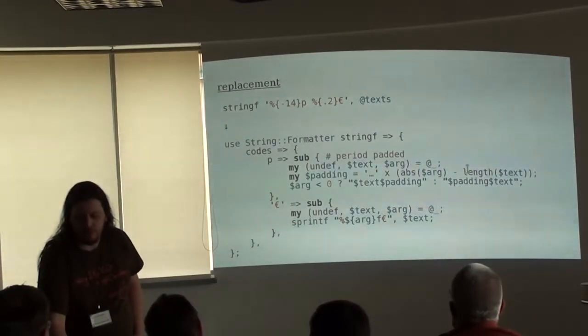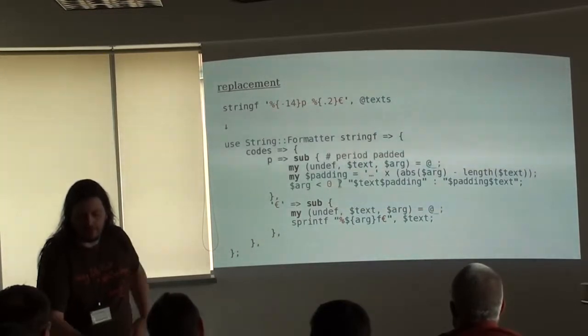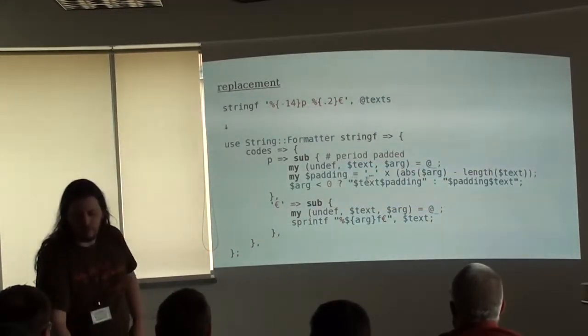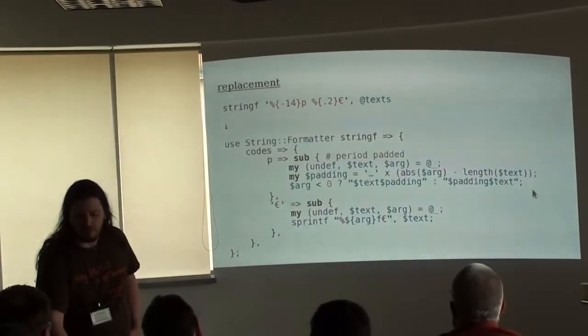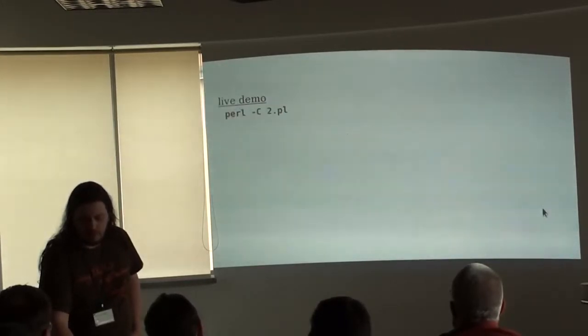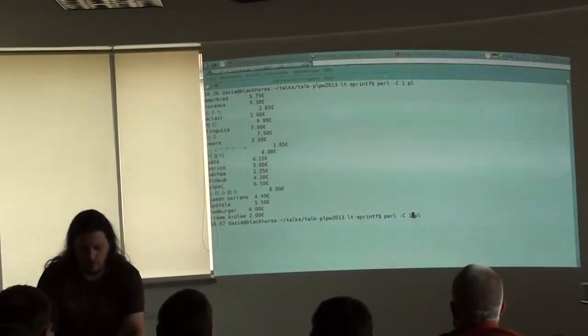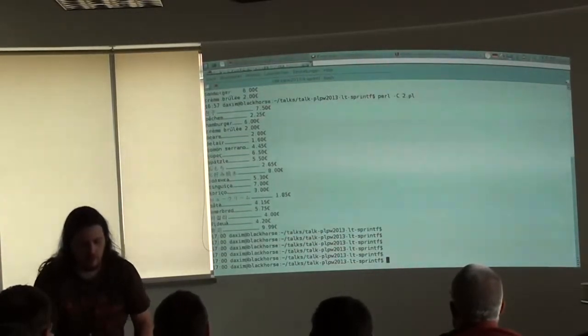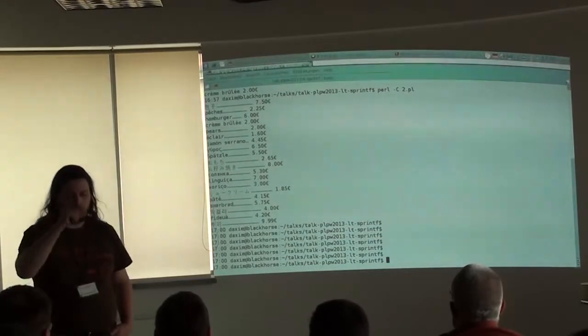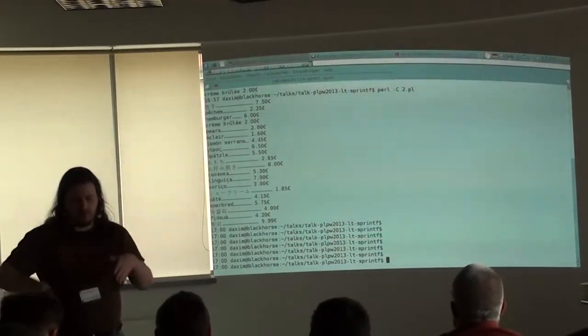And how many spaces do we need? We just take the length of the thing, and if it is longer than the column, then the text comes before the padding. Otherwise, the other way around. And then we have that result. Okay, that already looks better. Now we have the period padded, but it's still not aligned.